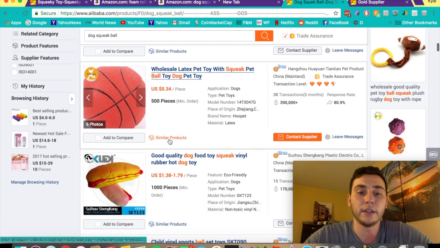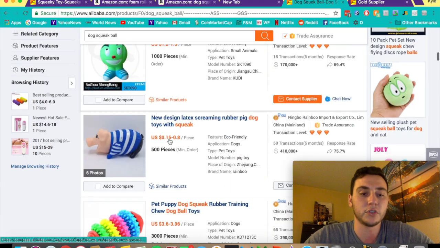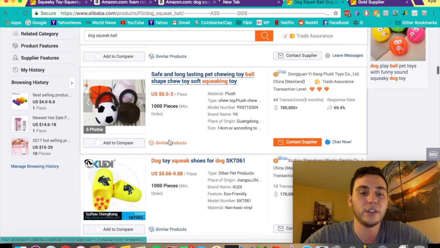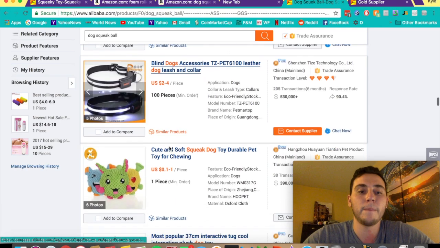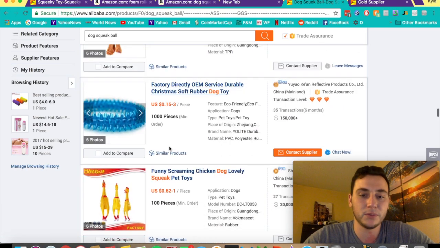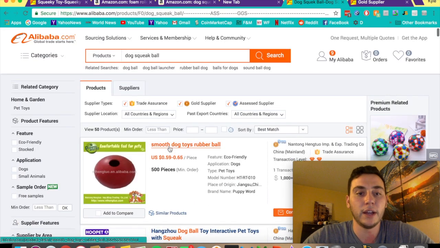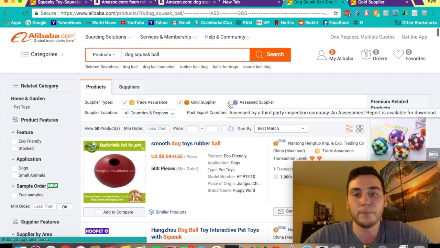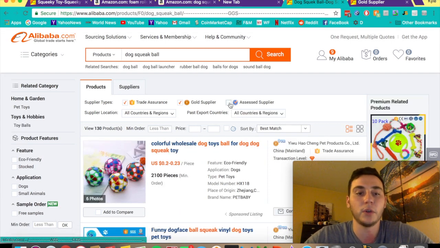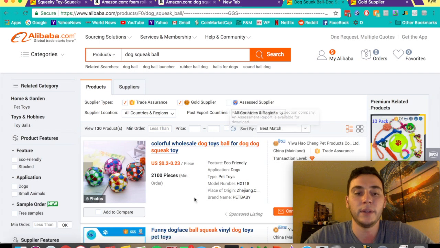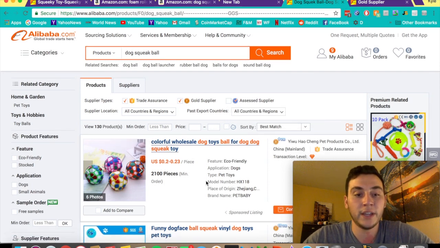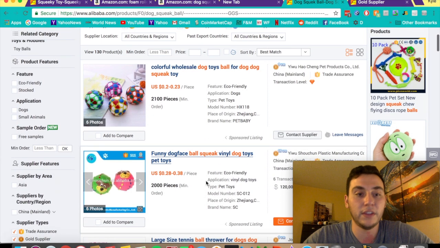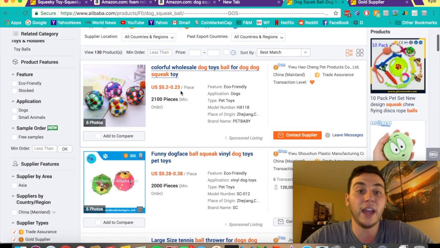And then, yeah, so you can just go through here, scroll. There's a bunch of different ones. So these aren't like necessarily balls, right? So maybe we just really want a basic squeak ball, but none of these really are doing it for me. So you can just go and then uncheck assess supplier, right? It's not mandatory to have that. And then all of a sudden we have almost 100 more products, and we can just go through here, and these meet our criteria more. And the prices are better.